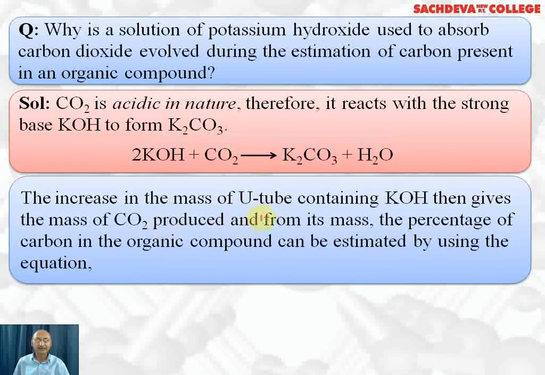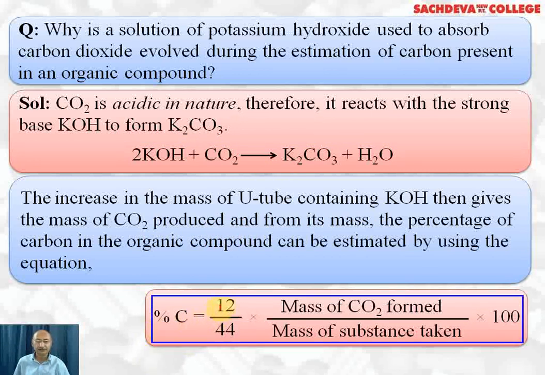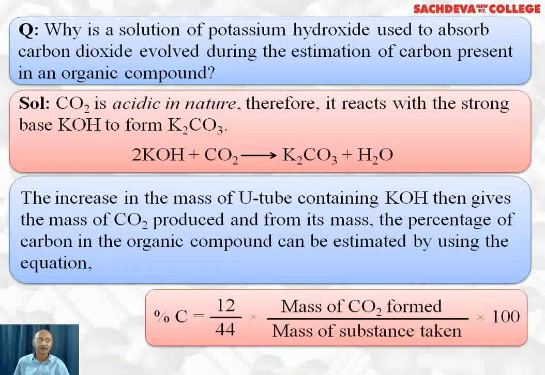The increase in mass of the U tube containing KOH gives us the mass of CO2 produced. And from its mass, we can calculate the percentage of carbon by this formula. Percentage of carbon is equal to 12 by 44, where 12 is the atomic weight of carbon and 44 is the mass of CO2, into mass of CO2 formed divided by mass of organic compound taken into 100. This is the formula used to calculate percentage of carbon in the given organic compound.